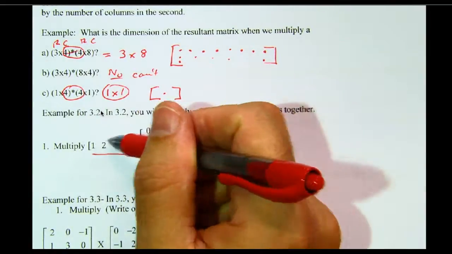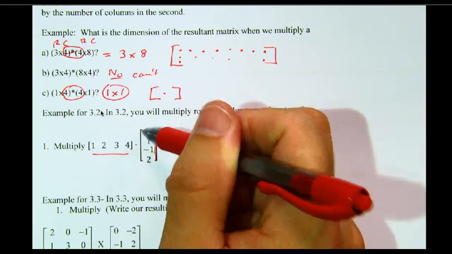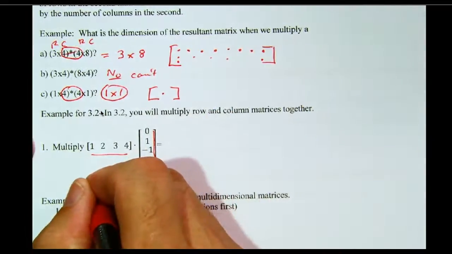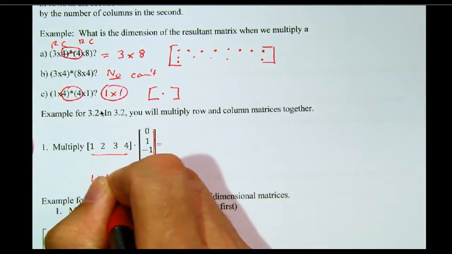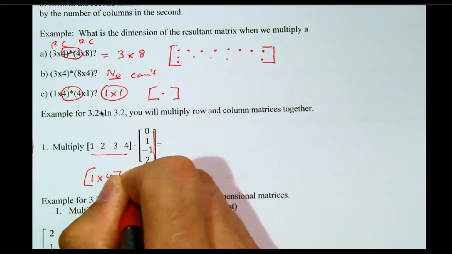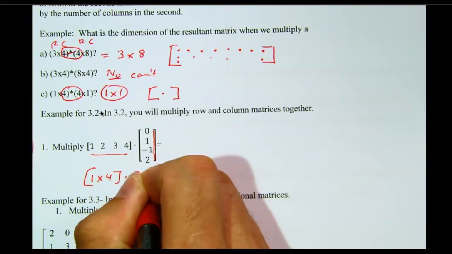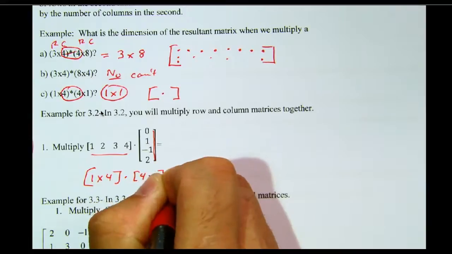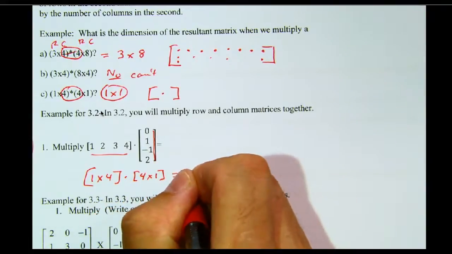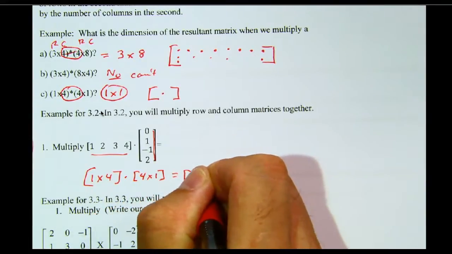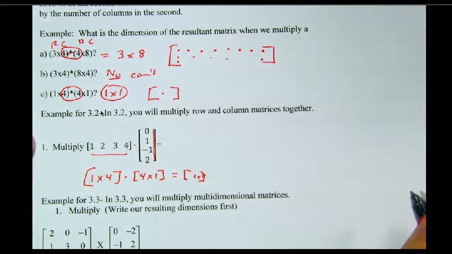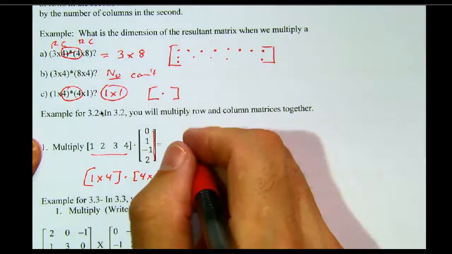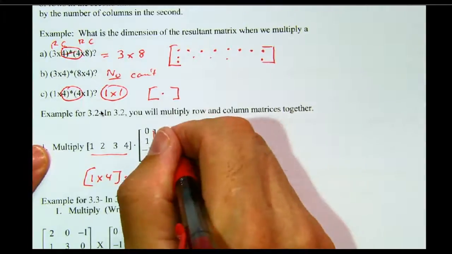Why? Well, I'm going to take this one and multiply it by 0. Well, I'm sorry, let's do this. Let's see what my resulting dimensions are. We just did this one. This is a 1 by 4 times a 4 by 1. So I'm going to be left with a 1 by 1. Okay? So 1 by 1. So this is just going to be one number. Well, how do I do that then?